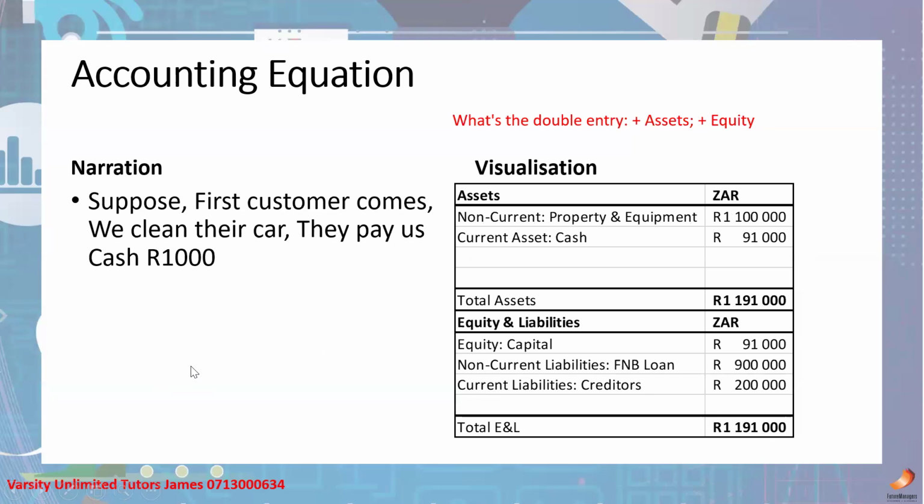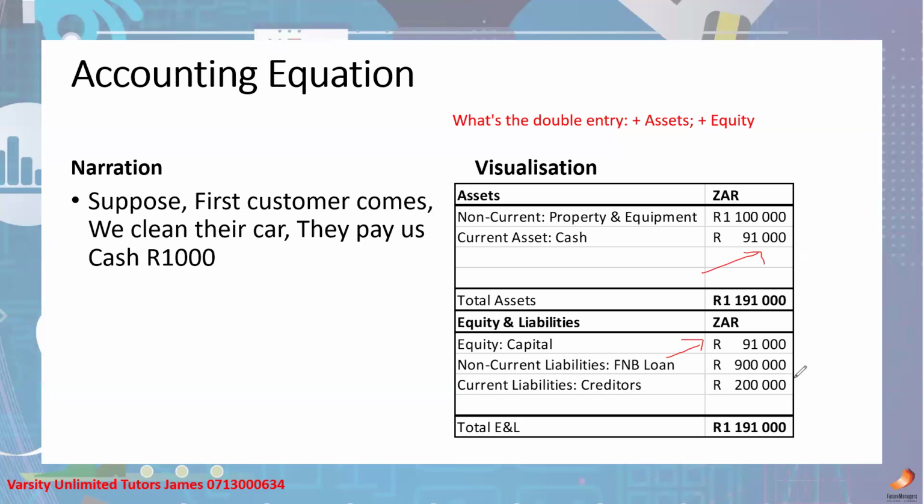And then your first customer comes. The first customer comes, you clean up their car, and after cleaning up their car, they pay you 1,000 Rand. That's revenue. That's money that you are receiving. Again, because it's money, it's cash, it goes to the what? To the bank account. So you now have 91,000. 90,000 plus 1,000. And then remember, we said income increases the capital of the business. So, which means the what? The equity of the business is no longer 90,000, it's now 91,000. We have added 1,000 to the capital of the business, right?